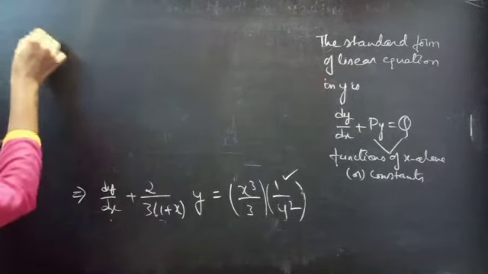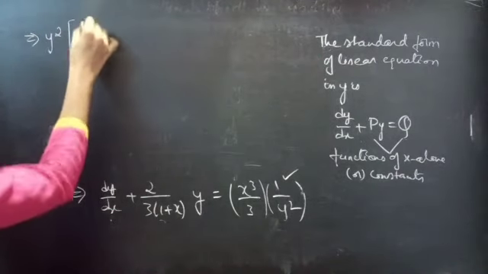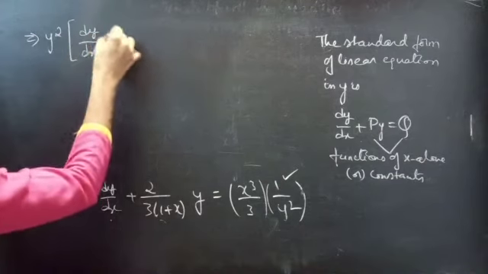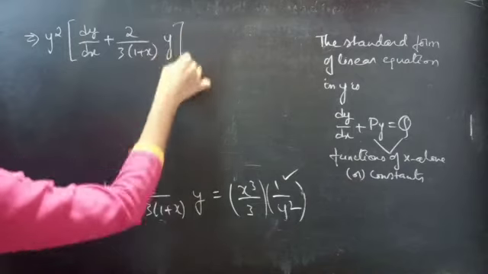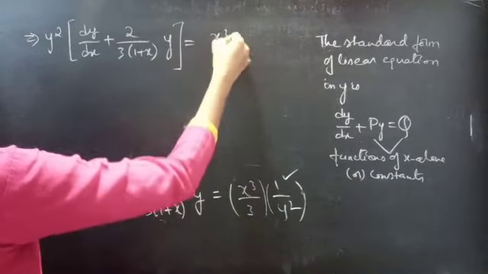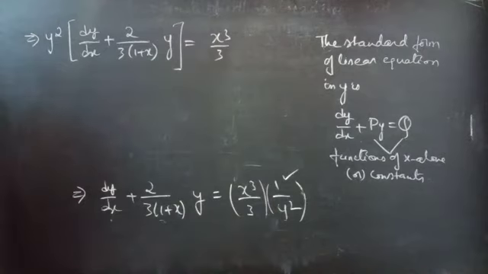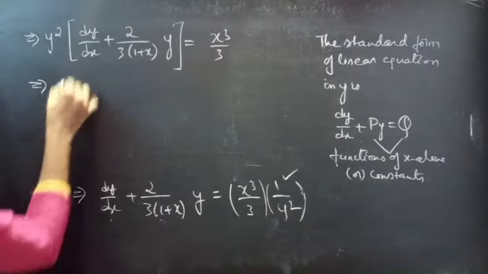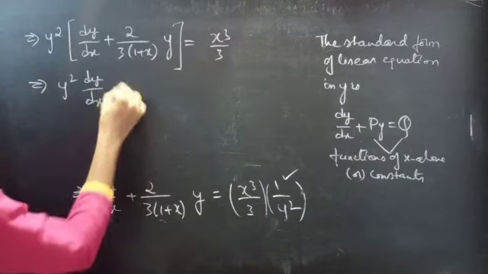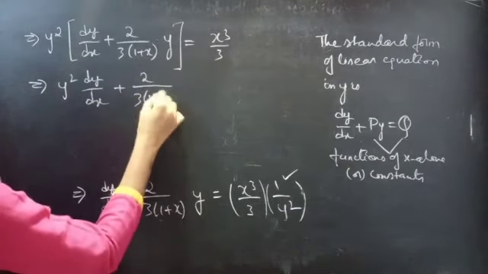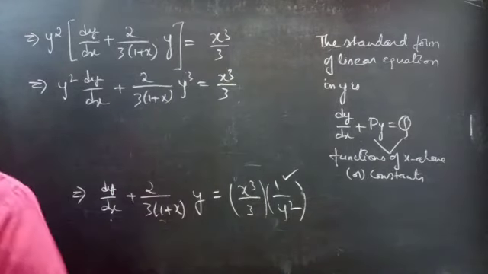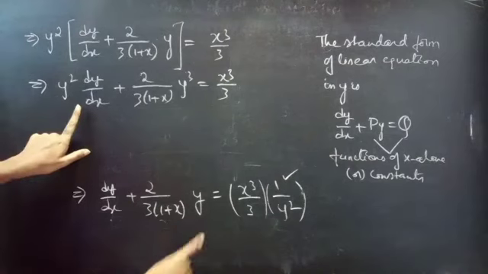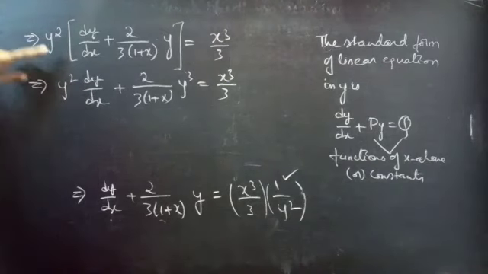Then we'll get y square times the LHS part equals x cubed by 3. Then y square into dy by dx plus 2 by 3 times 1 plus x into y square into y is y cubed equals x cubed by 3. Okay, either you can write this step directly from this, or you can include one more step. Okay, fine.